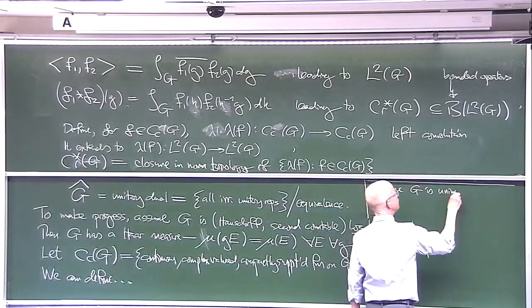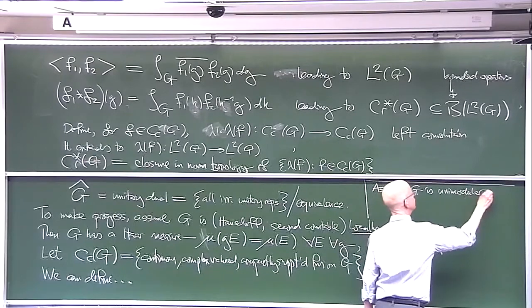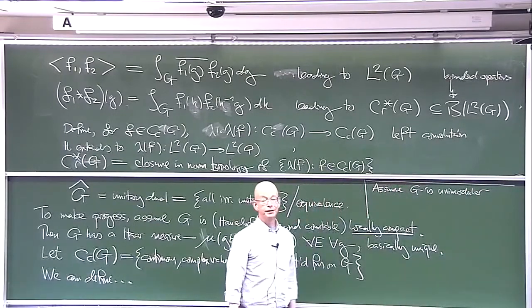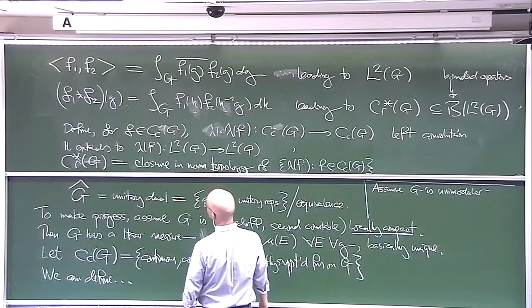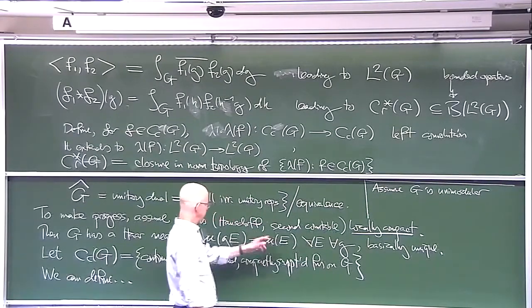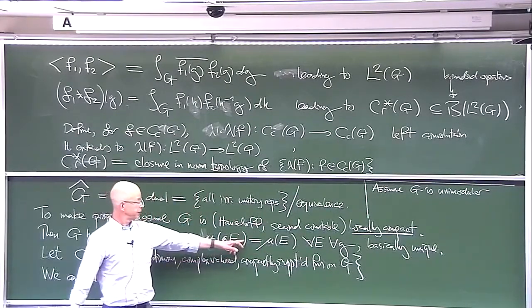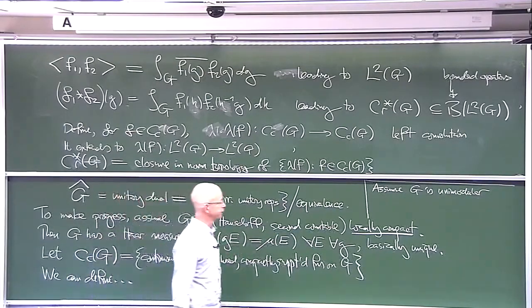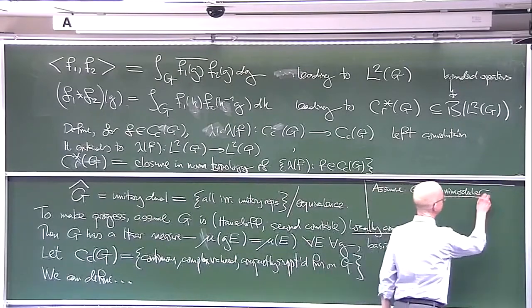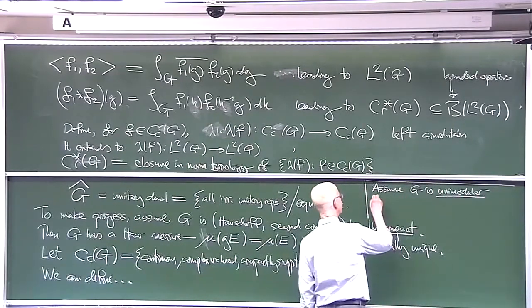So let's, for simplicity, assume that G is a unimodular group. It means that the left invariant Haar measure, which was up here somewhere, is also a right invariant Haar measure. Here we go. Instead of multiplying on the left, let's imagine that multiplication on the right also didn't change the measures of sets. If that's the case, you say that G is unimodular.